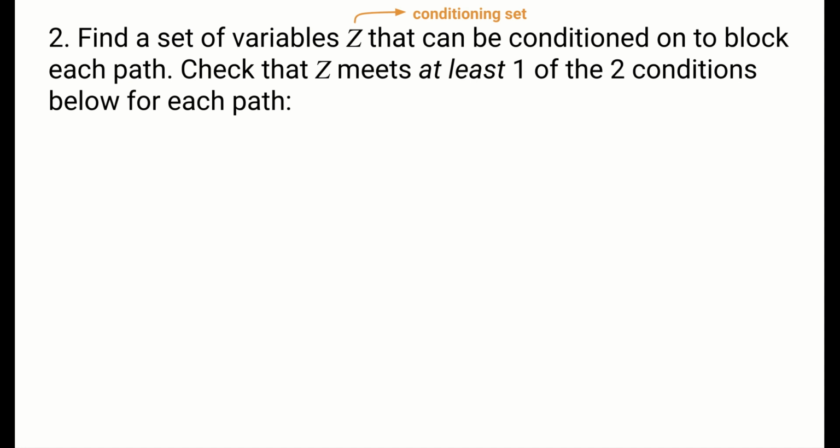To check if a set Z works, we must check that each path meets one of 2 blocking conditions. These conditions generalize the independence and dependence relations in chains, forks, and colliders to help us understand association flows in longer paths.